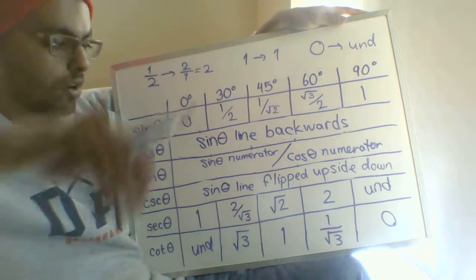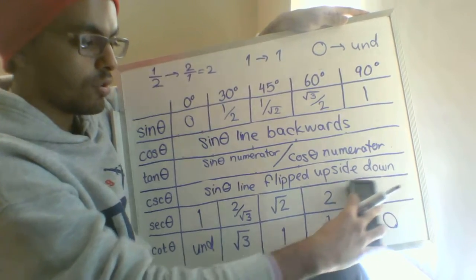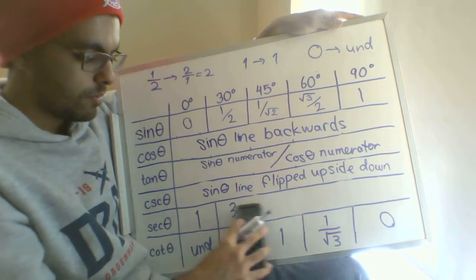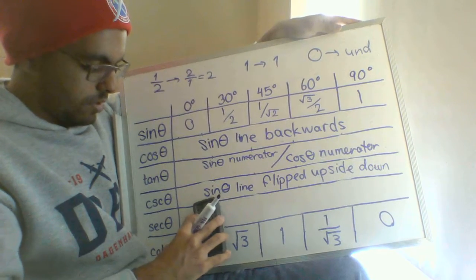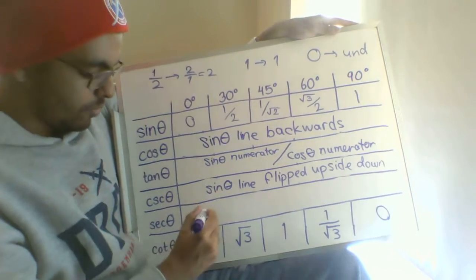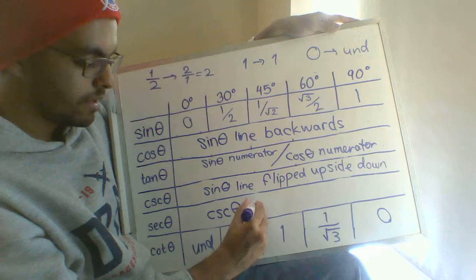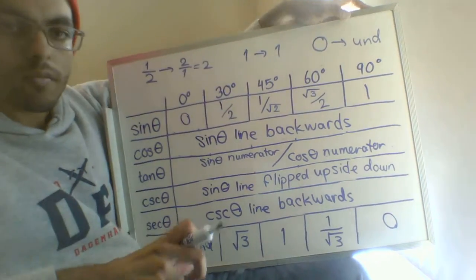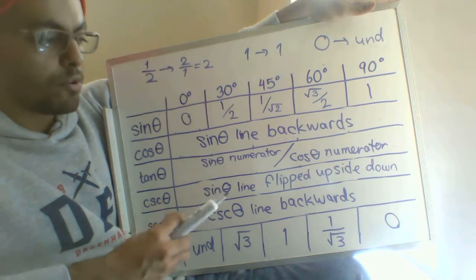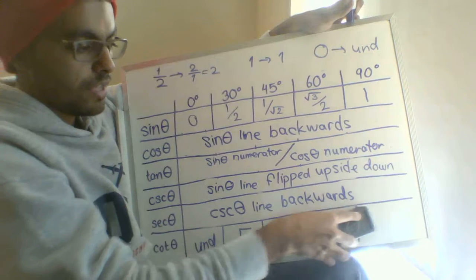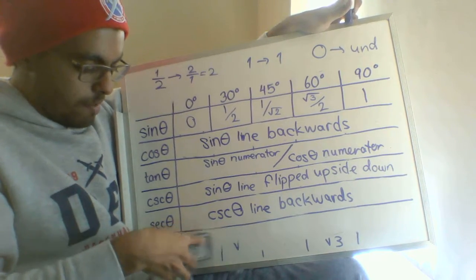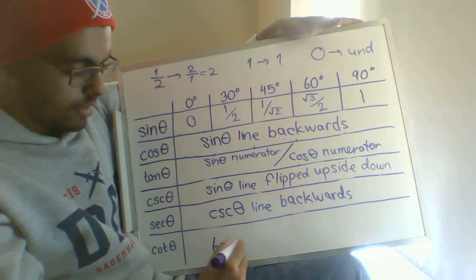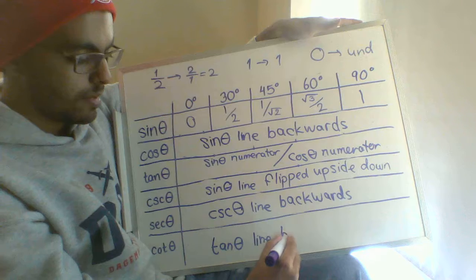Now this one you could flip over the cosine line, or you could do the cosecant line, the line just above it, backwards. So it's the cosecant theta line backwards. And the last one, initially what I did was I flipped over the tangent line, but as you saw at the end, it's actually even easier than that. It's the same thing as the tangent line backwards for cotangent theta. So you can just say it's the tan theta line backwards.